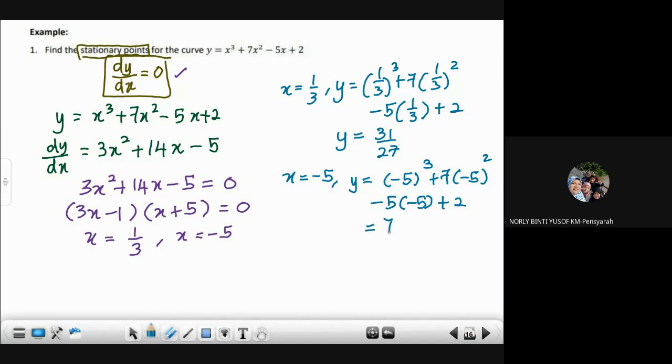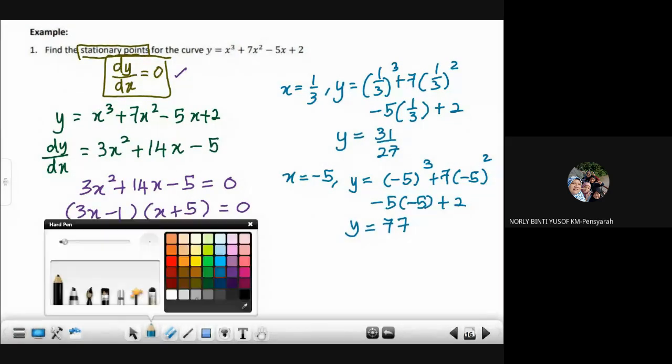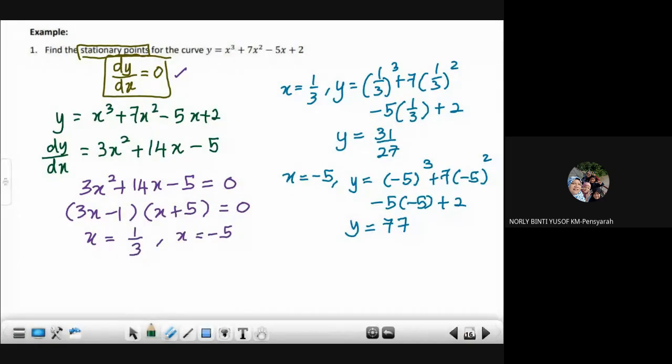Okay, supaya you tak kira carelessly. Okay, you dapat y equals to 77. Lepas tu sama kena letak dalam point. Jangan tinggal jawapan macam ni sebab soalan nak stationary point. So mesti letak dalam titik.